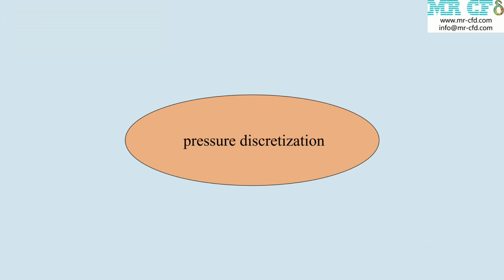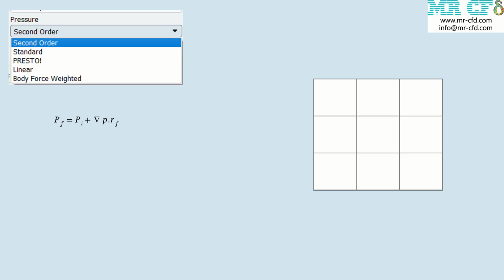Now let's explain the discretization methods for pressure. Fluent provides us with 5 options to choose from. The first discretization method is the second-order scheme. In this scheme, the pressure at face F is determined by considering the pressure at cell I and adjusting it based on the pressure gradient across the cell.